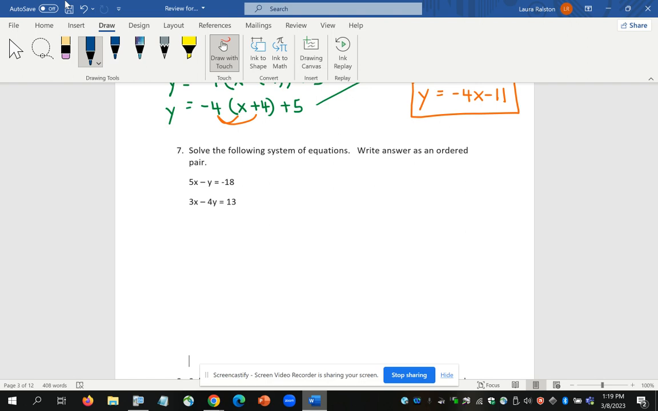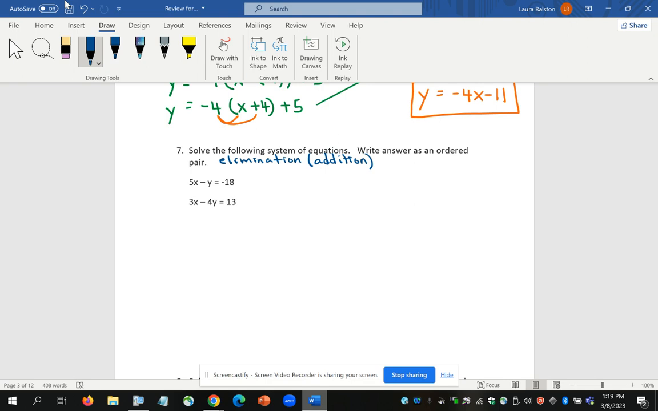There are several techniques that you learned for solving a system of equations. You can use graphing, you can use the substitution method, or you can use the elimination or the addition method. The way this problem is set up, I think I'm going to do the elimination, or some folks call it the addition method.